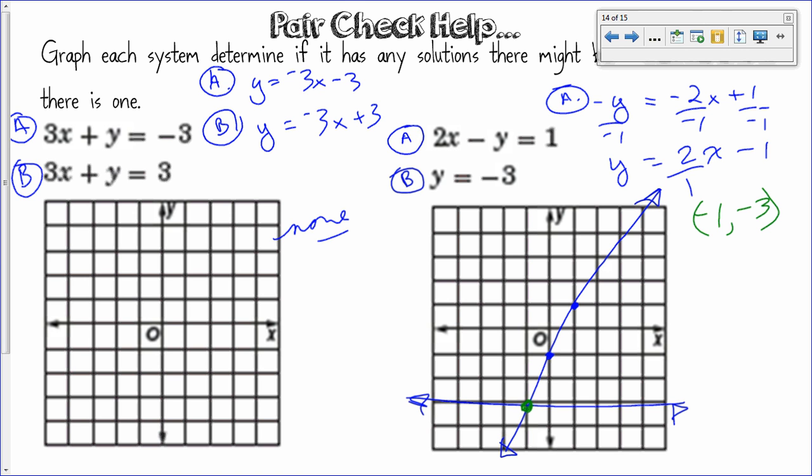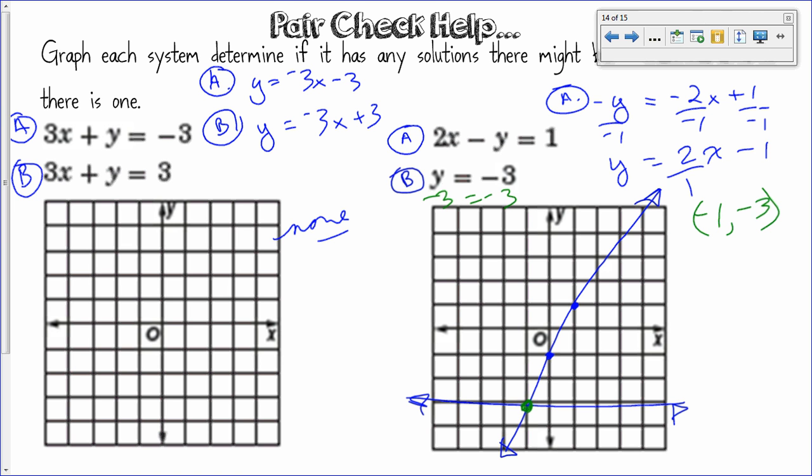what do I need to do? Plug it in, check for sure, right? Now look at your second equation, this one's pretty easy, okay? What do I put in there? Negative 3. Yeah, so negative 3 equals negative 3. So it works for that one, doesn't it? I don't even have to worry about the x coordinate.